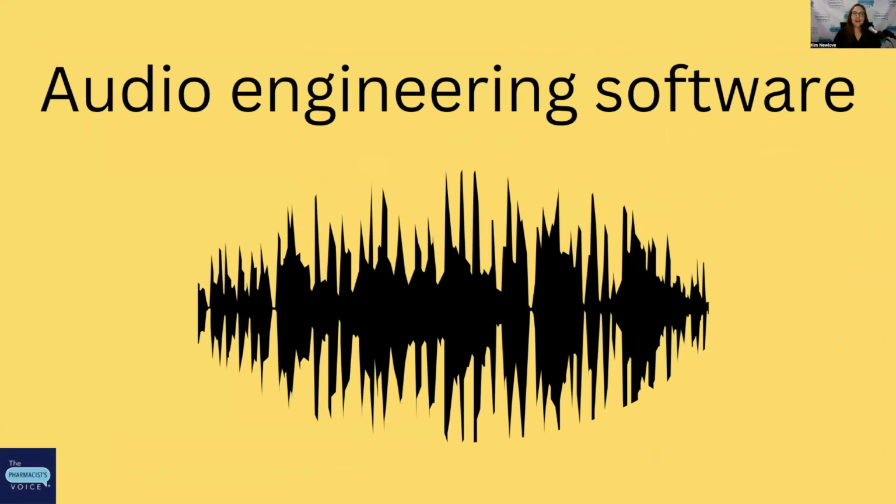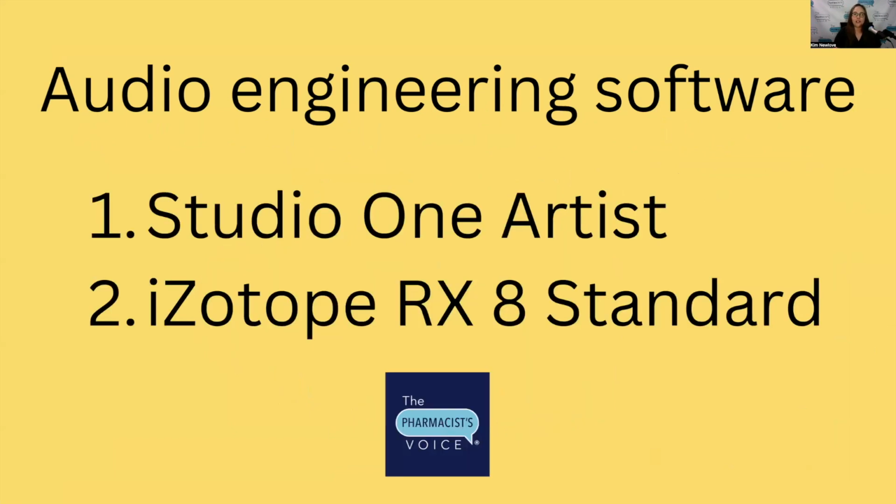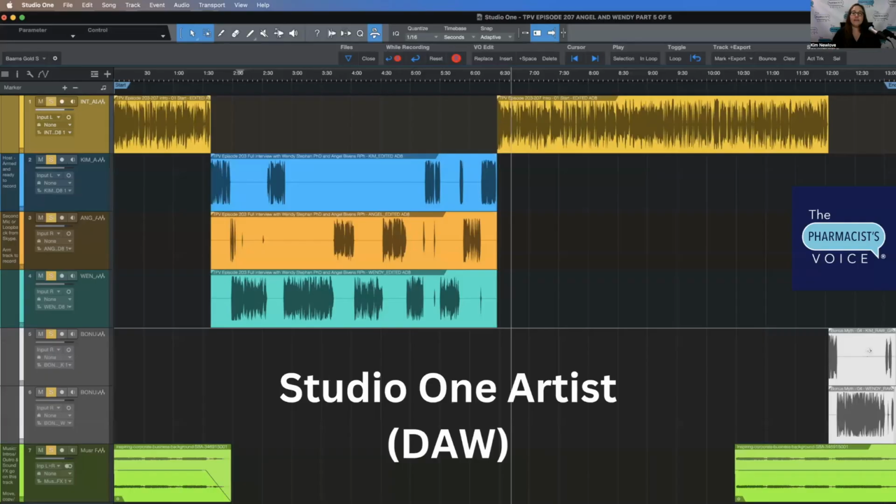In this lesson, we'll be talking about audio engineering software. To make everything super easy to understand, I created a presentation. Welcome to the presentation about audio engineering software. We're going to talk about the two types that I use. They are Studio One Artist, that's my DAW, and number two is Isotope RX8 Standard. These are the two pieces of audio engineering software that I use.